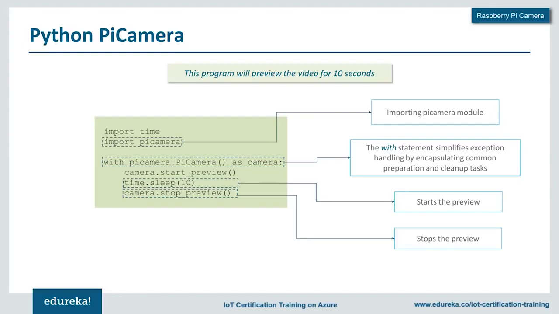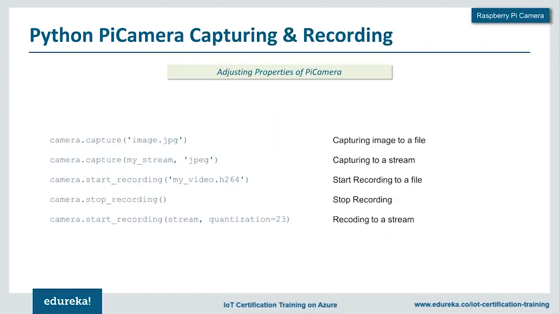But this is not where it restricts. There are various other commands that my Pi camera brings in as well. Talking about these commands, when I use the command camera.capture, it captures an image, and camera.start_recording and stop_recording will in turn help me capture a video as well.